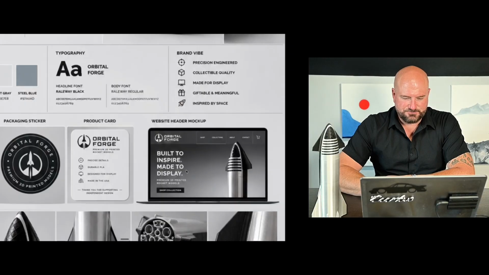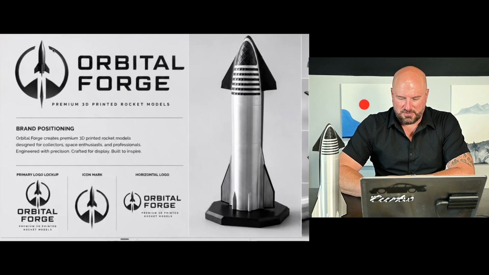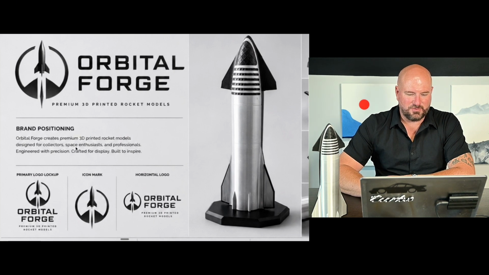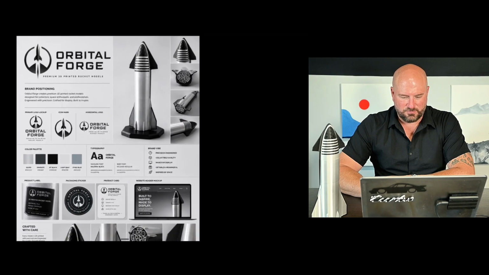So check this out. It came up with the font that we would use, the brand vibe. It even gave an example of what this website could look like. Built to inspire, made to display. Orbital Forge. That's awesome. What a cool name. Look at that logo. That's sweet. Premium 3D printed rocket models, brand positioning. Orbital Forge creates premium 3D rocket models designed for collectors, space enthusiasts, and professionals. Engineered with precision, crafted for display, built to inspire.